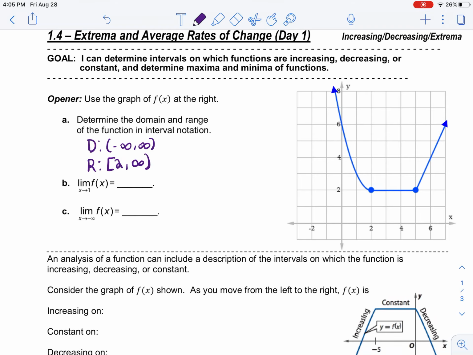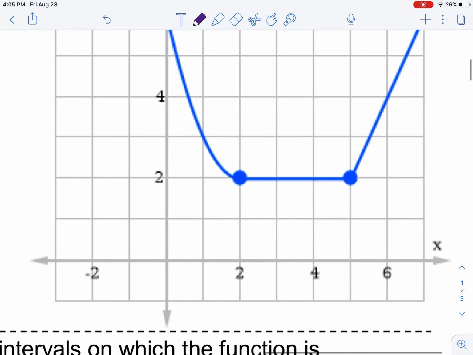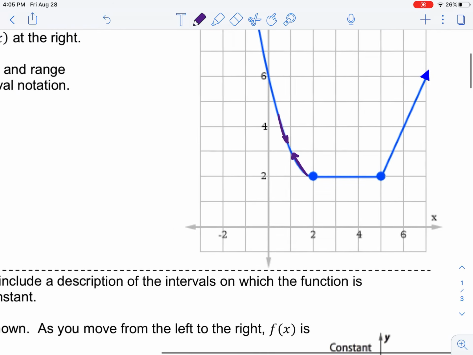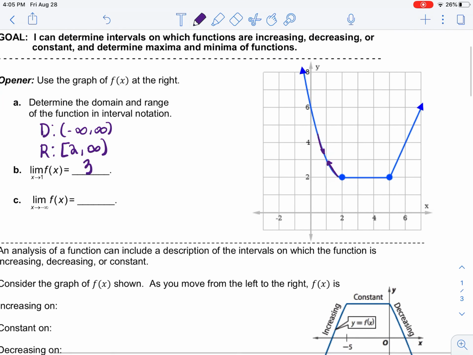Next, I have the limit as x approaches 1. So I'm going to find the x value of 1. And I'm going to approach the x value of 1 from the left. I'm going to approach the x value of 1 from the right, and I'm going to see if I'm approaching the same y value. I am. I'm approaching the y value of 3 from either direction, so the limit is 3.